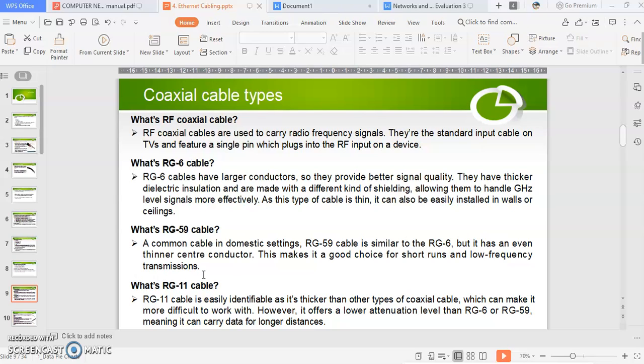So, RG6 cables have a larger conductor. That means the copper in the middle is bigger, so it is stronger, and they could provide a better signal. The bigger the wire, the better the signal. They have a thicker dielectric insulation and are made with different kinds of shielding that allows them to handle gigahertz level signal. So, imagine, this RG type of coaxial cable can handle gigahertz.